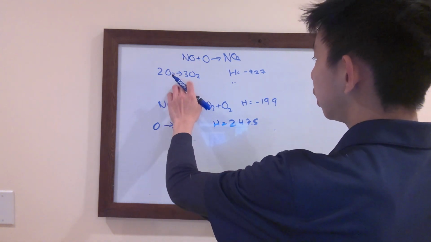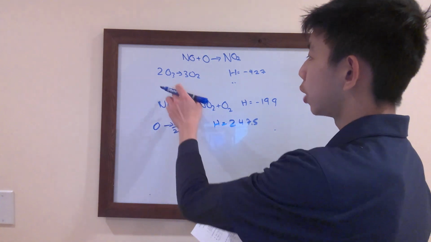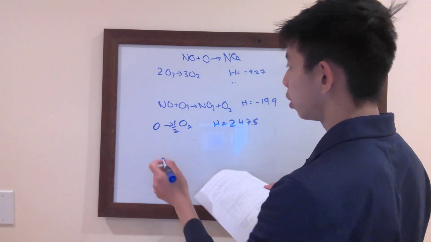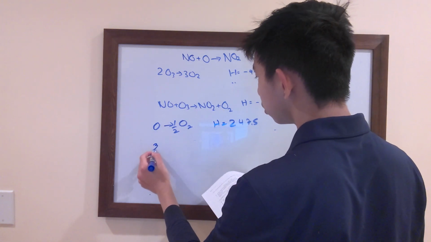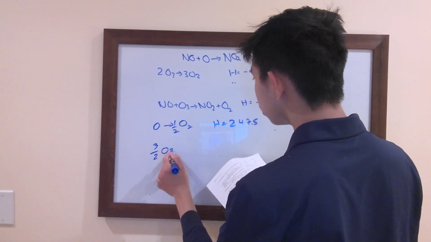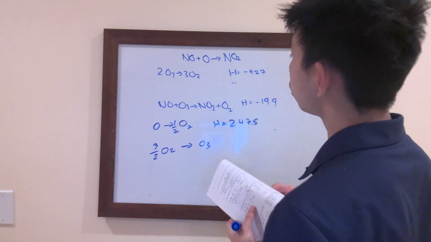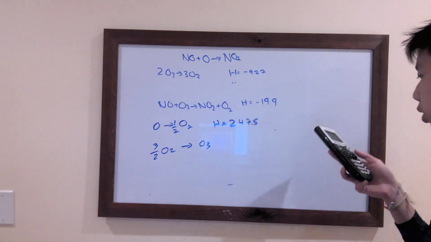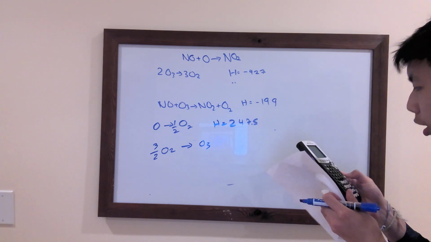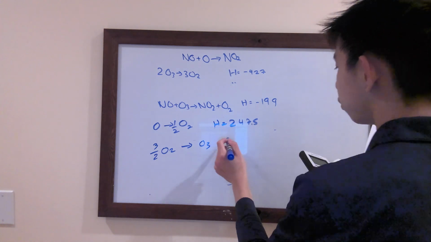When we manipulate this one, we have to divide it by 2 so that this O3 can become 1 O3. So divide this by 2 and flip it. So it's going to be 3/2 O2 gives us O3. When you flip it, this negative 427 turns into positive 427, and dividing 427 by 2, you get 213.5.